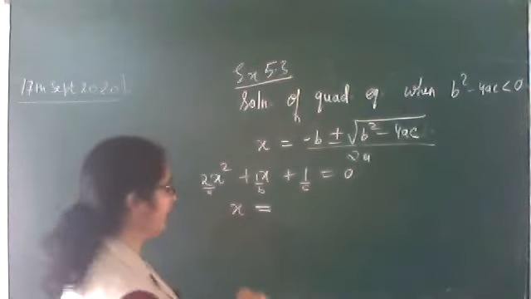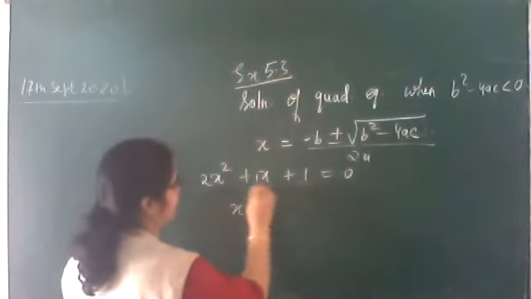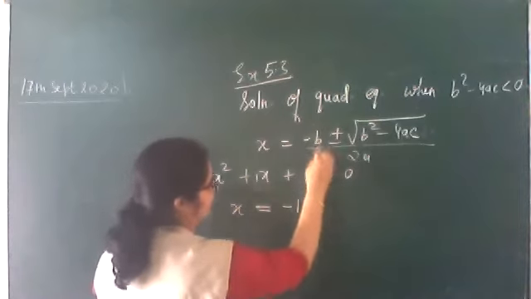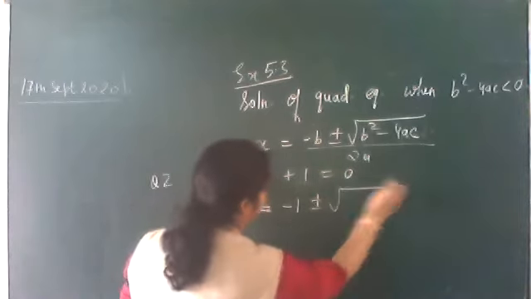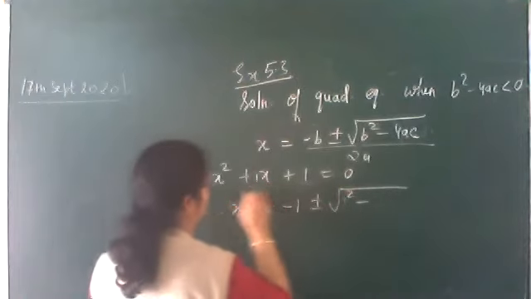These all things you have done in class 9th and 10th. So b is what? The coefficient of x. So minus 1 plus minus root of b square. What is b square? 1 square minus 4ac.